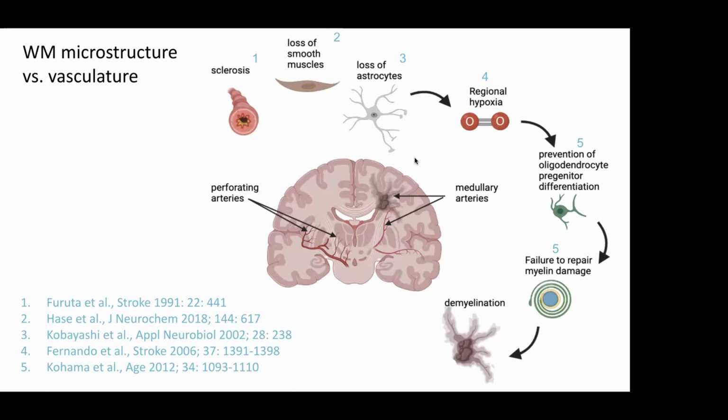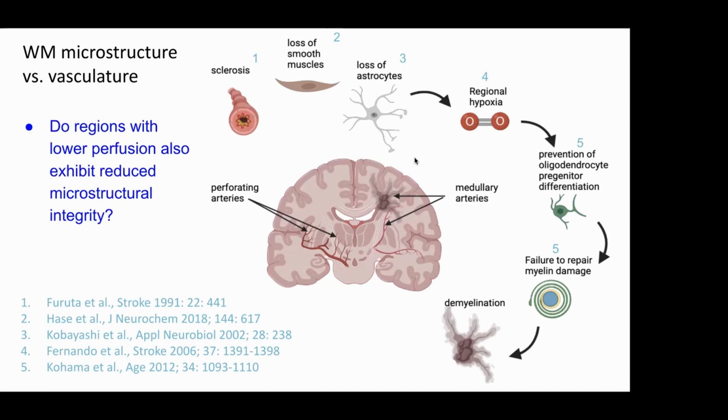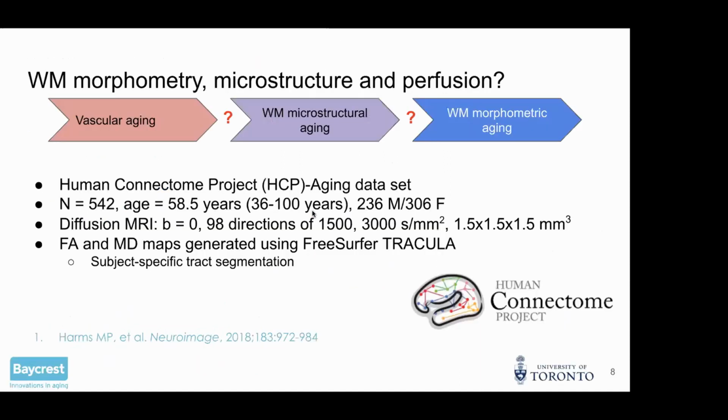So this is our working theory. And the question is then, within imaging of the in vivo brain, do regions with lower perfusion also exhibit reduced microstructural integrity? Perfusion has, up until very recently, been difficult to measure in the white matter. Even now, we're still not sure of the integrity of the perfusion measurements compared to the gray matter, but the Human Connectome Aging Project has really given us a possible window to address this linkage between morphometry, microstructure, and perfusion.